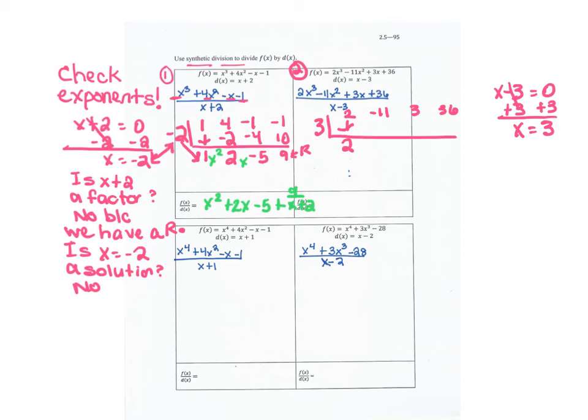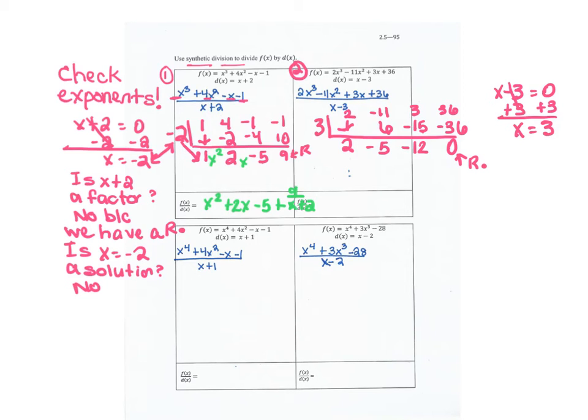And I'm going to start with my multiplication. 3 times 2 is 6. Negative 11 plus 6 is negative 5. 3 times negative 5 is negative 15. 3 plus negative 15 is negative 12. 3 times negative 12 is negative 36. 36 minus 36 is 0. So 0 is my remainder.